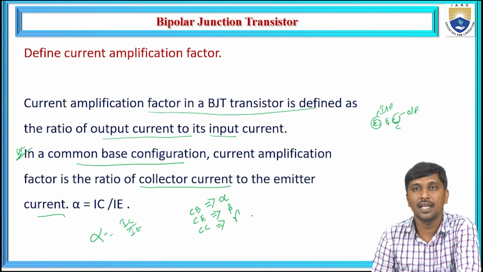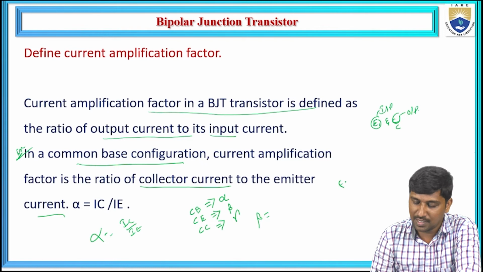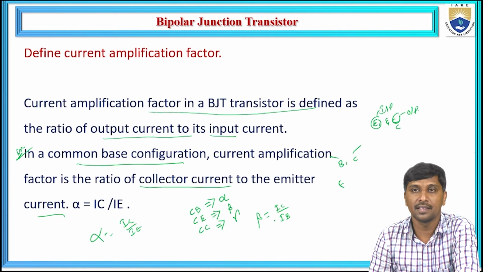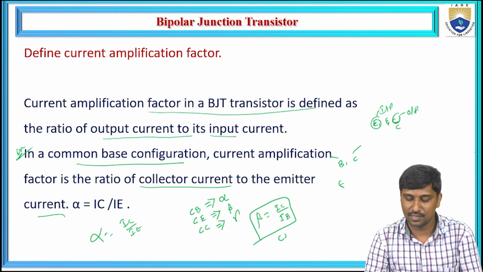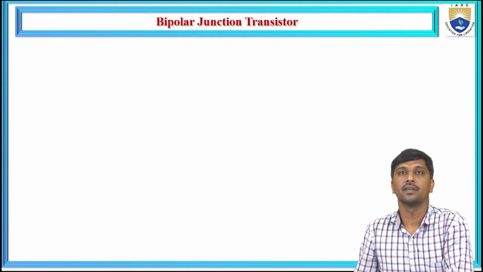Suppose you want to write the amplification factor for common emitter, that is beta. The emitter is common for base and collector. Base is the input, collector is the output. So it is defined as IC by the input current, which is the base current. Hence beta is equal to IC by IB, for the common emitter configuration.